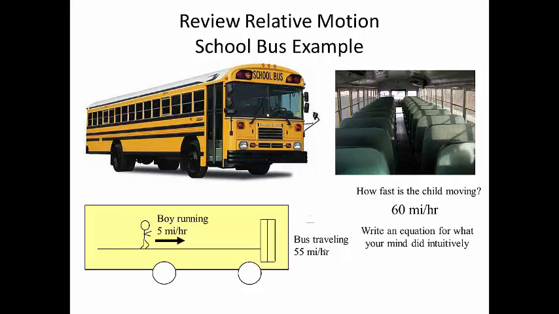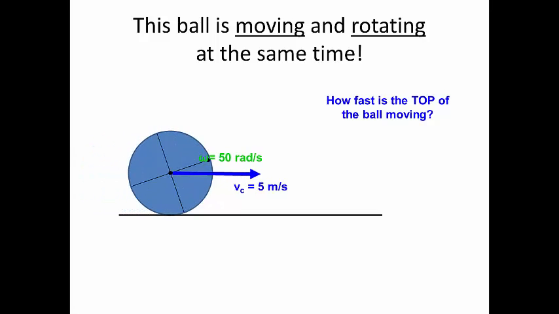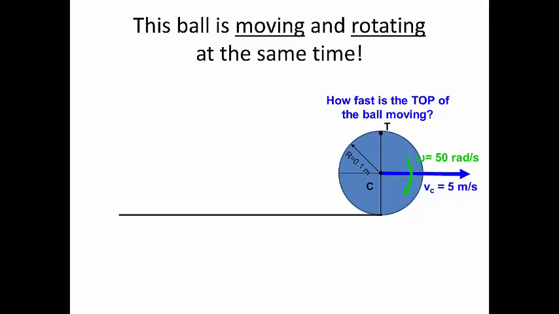How do we determine that? Well, if we call the bus A and the boy B, we use our relative motion equation. The velocity of B is equal to the velocity of A plus the velocity of B relative to A, or velocity of B from the perspective of A. The same is true for rotating motion. Let's look at this ball. This ball is translating and rotating at the same time. So how fast is the top of the ball moving as it goes across the page?